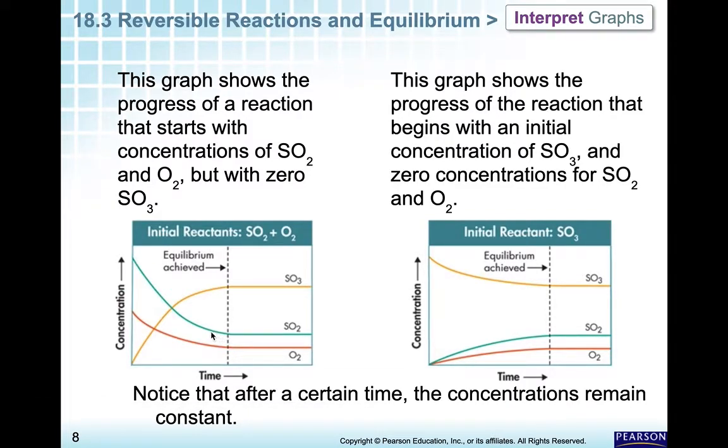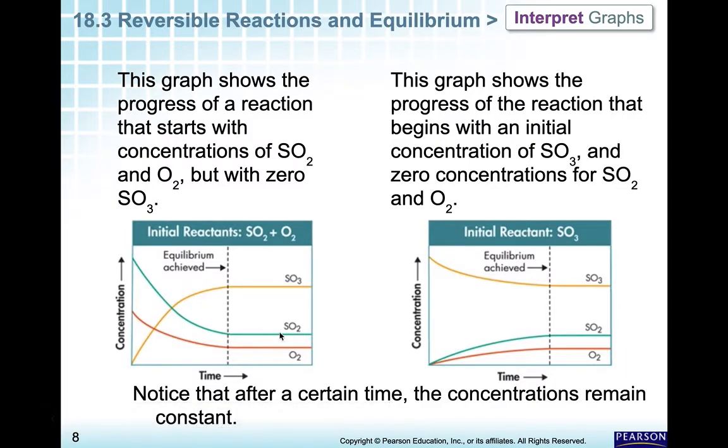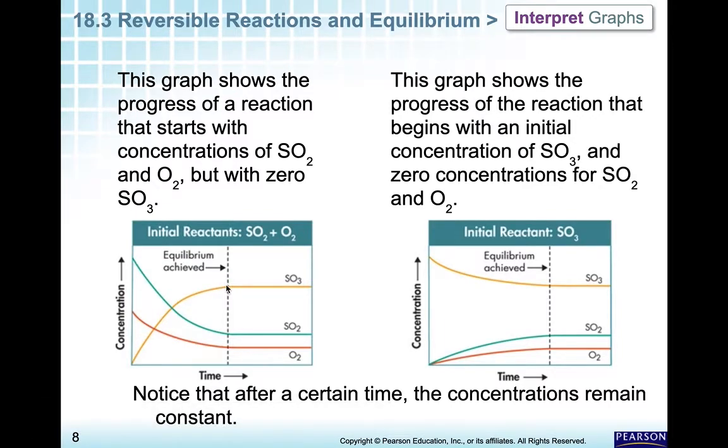Look at SO2. We started with a lot of it. We started using some up in reaction, so it was decreasing, but the reaction was slowing down as a result. And at some point, we have a constant concentration of SO2, because at this point, we have SO3 decomposing at the same rate that it's being produced.